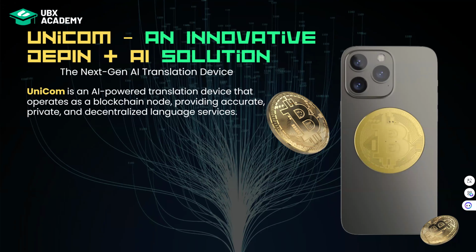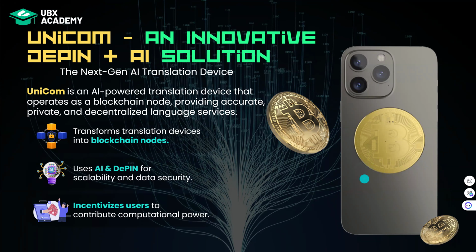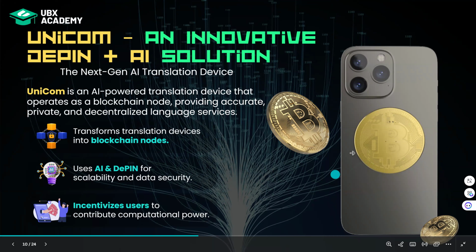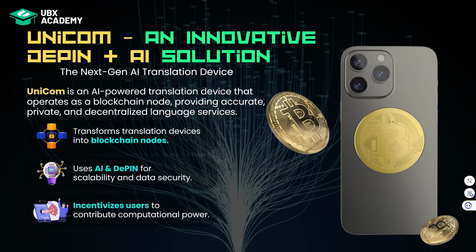Unicom is an AI-powered translation device that operates as a blockchain node, providing accurate, private, and decentralized language services. Unicom not only provides solutions for translation, but also creates innovative ways to incentivize users who contribute computational data to the device. Each device acts as a blockchain node for scalability and to provide data security.